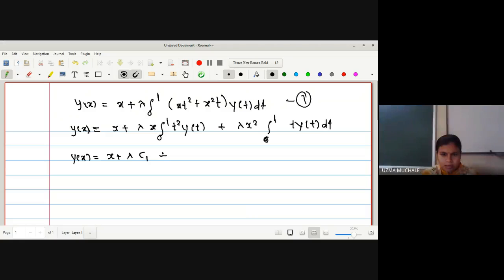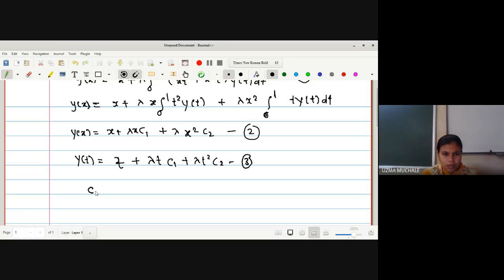First constant C1 plus lambda x square. The second constant is C2. Let us name this as second equation. Or let me write down the next equation. Y of t is equal to, the equation in terms of t will be lambda t C1 plus lambda t square C2. Now what is the next step?